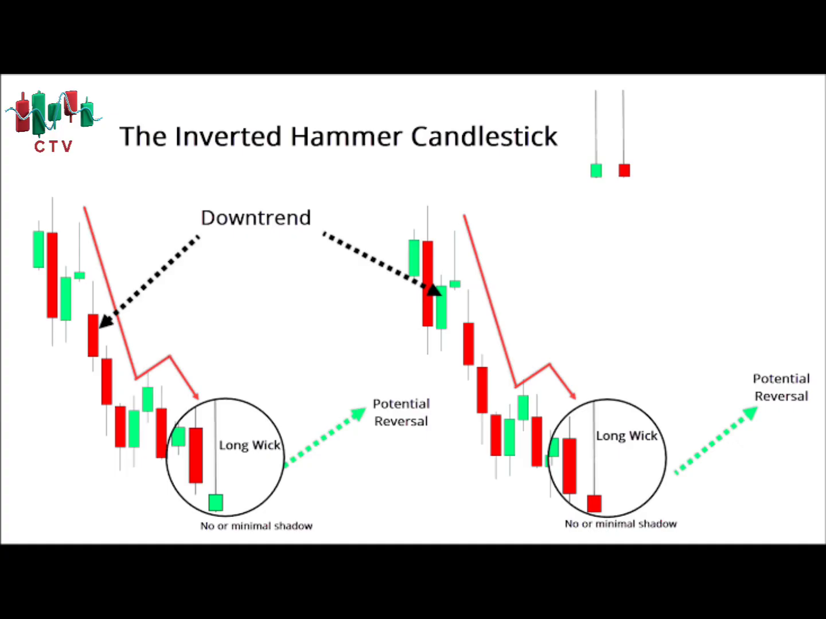Number four, potential reversal confirmation. While the hammer itself is a potential reversal sign, it's essential to look for confirmation on subsequent days. Bullish candles or a gap up the next day can validate the bullish reversal signal of the hammer.